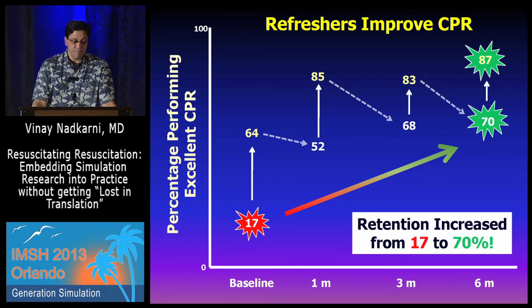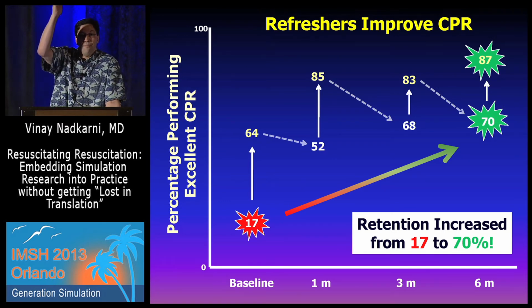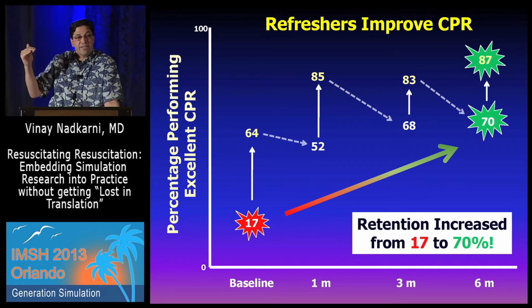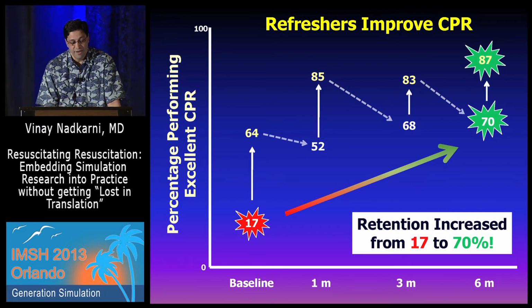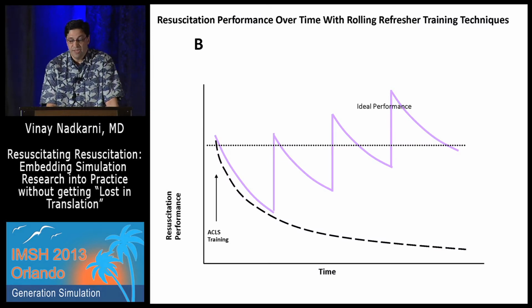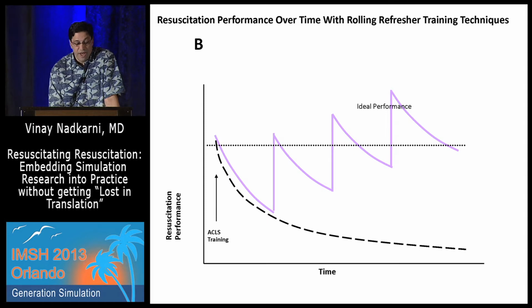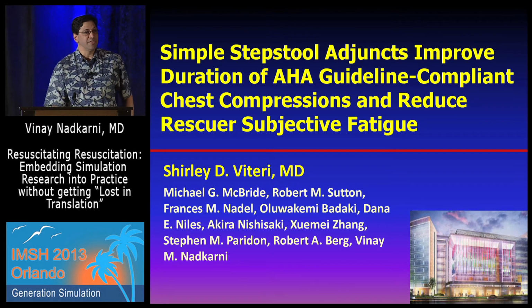And here is the percentage of performing excellent CPR, correct depth and rate, at 1 month. You can see that they got a bump, and then it fell back down. When they were re-refreshed, it went back up to 85%, down to 68%, up to 83%, and stayed above the line, looking very much like this low-dose, high-frequency refresher paradigm that you saw before as B, suggesting that we perhaps can improve our performance with this low-dose, high-frequency technique.